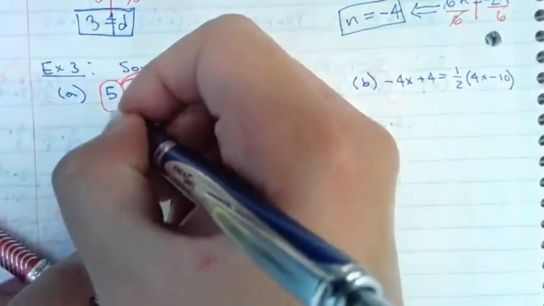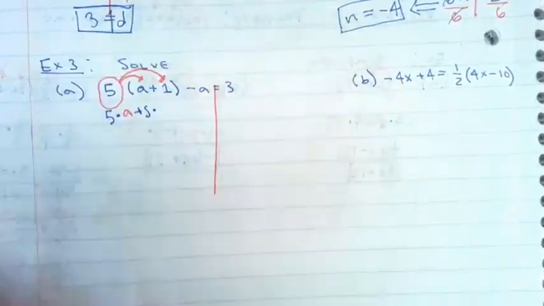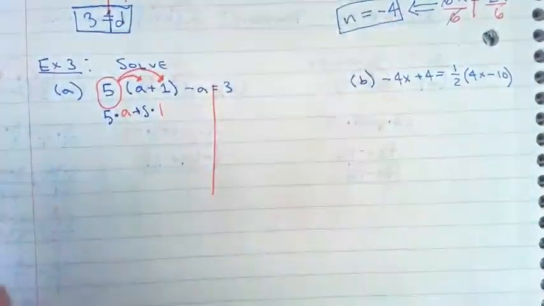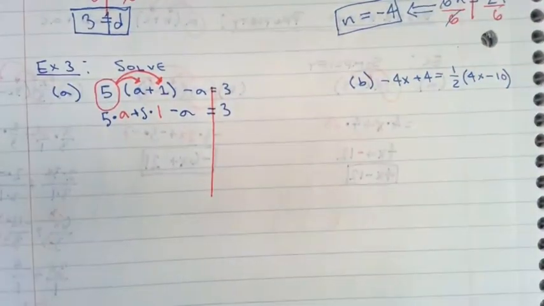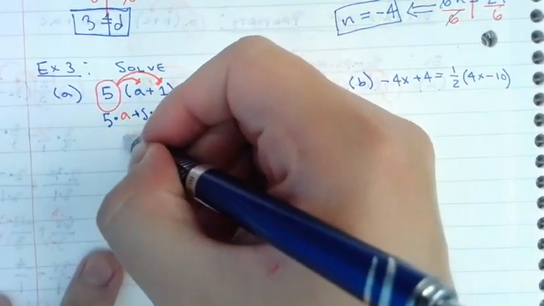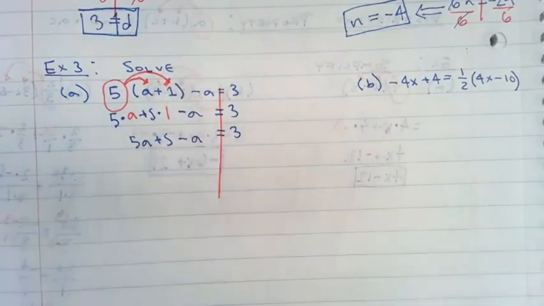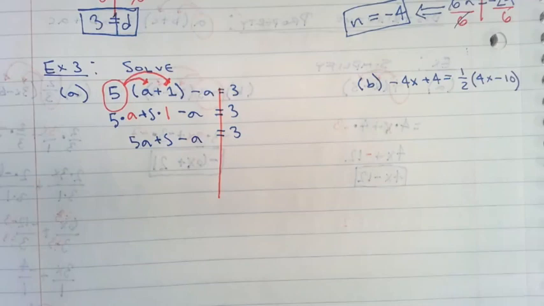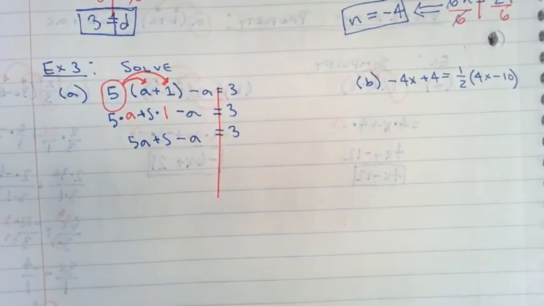So then now, we're going to get 5 times your a plus 5 times your 1. Then we put minus a equals 3. Now we simplify. We're going to get 5a plus 5 minus a equals 3. You see how simple that is, you guys? Once you know the distributive property, it becomes cake. It's easy. And then now, we take a look at this side right here. We can go ahead and combine like terms.